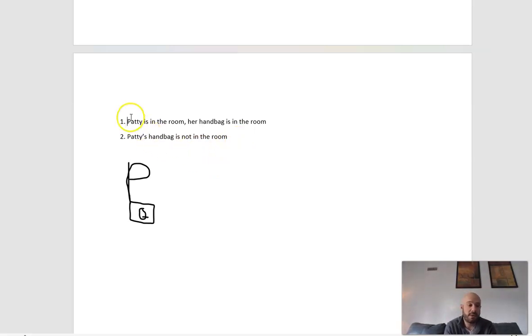If that's a hard one, then consider one again. If you know that Patty is in the room, then what do you know about her handbag? We know that since Patty always has her handbag with her, never doesn't have it, then if Patty's there, you know that the handbag is there. Okay, well, what if I said Patty's handbag isn't in the room? Then what do you know about Patty if those other claims are true? Well, then you know that Patty is not in the room.